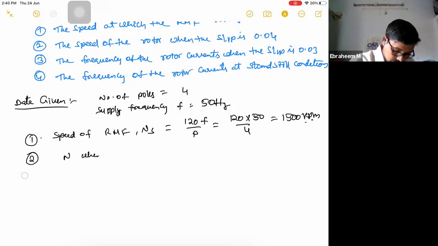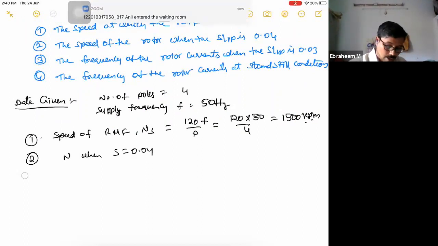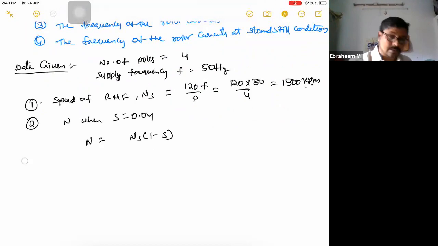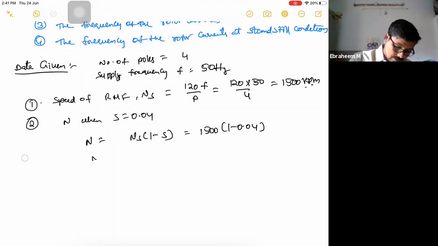Second one, the speed of the rotor N when s is equal to 0.04. So N is equal to what? Ns into (1 minus s). That is 1500 into (1 minus 0.04). How much is it?